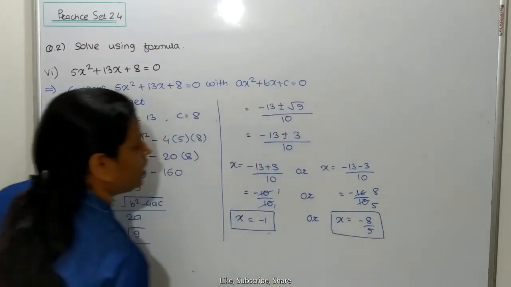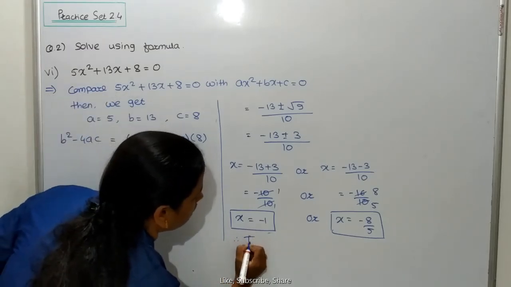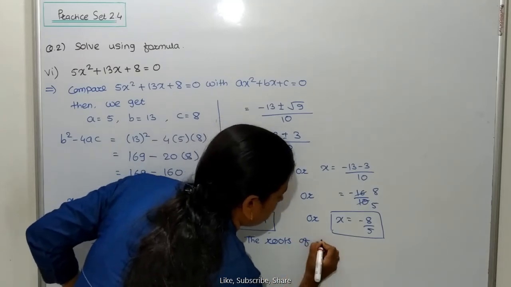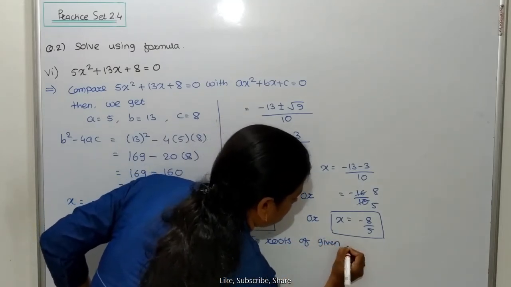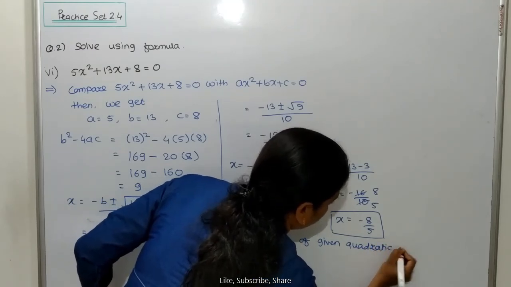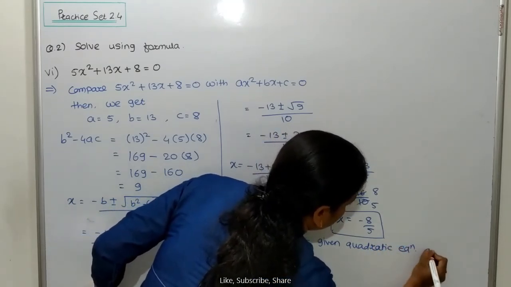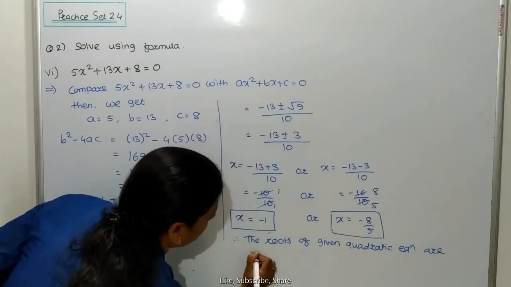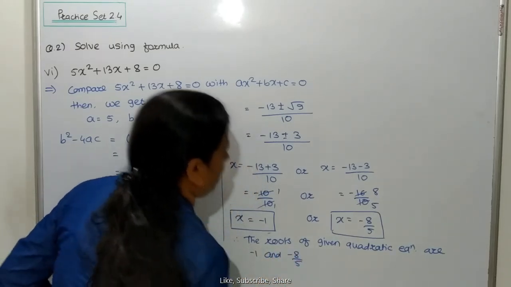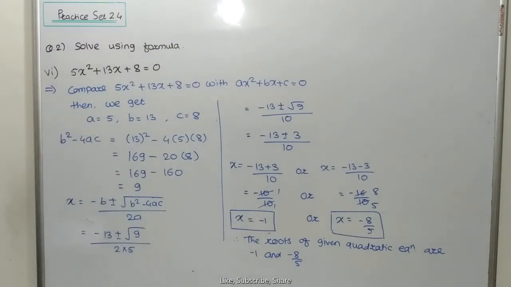And write down the last statement. Therefore, the roots of the given quadratic equation are minus 1 and minus 8 upon 5. Okay. So in this way, we have to solve question number 6.